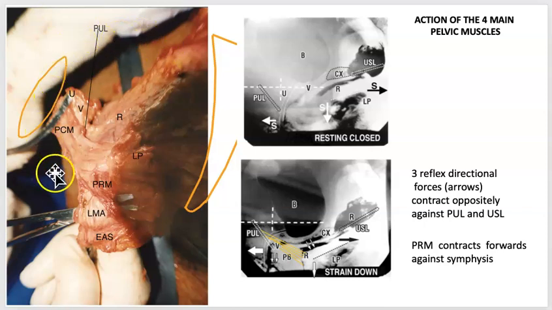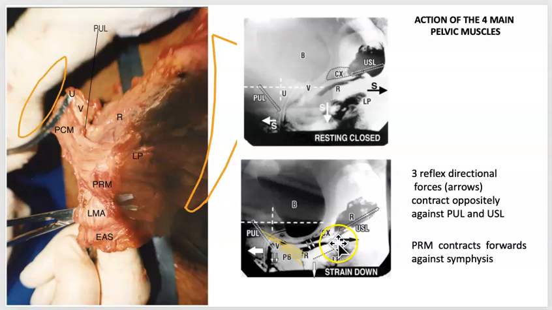Now I'm going to correlate the anatomy with the X-ray findings. Here is an X-ray at rest. You will see the bladder, the urethra, the vagina, the rectum, and the levator plate. Now what happens when a patient coughs or strains?